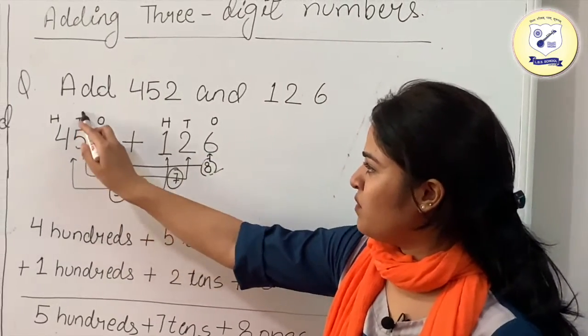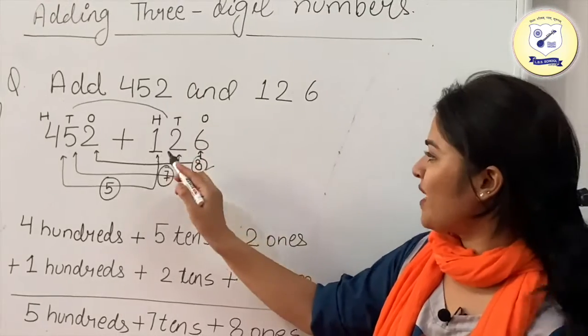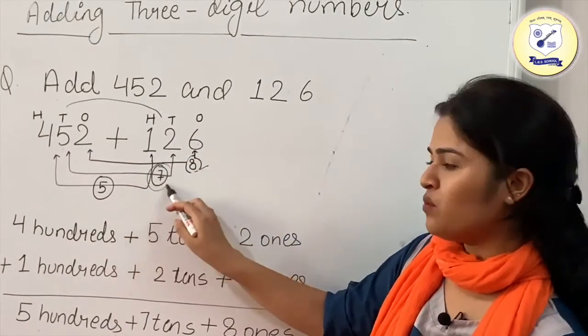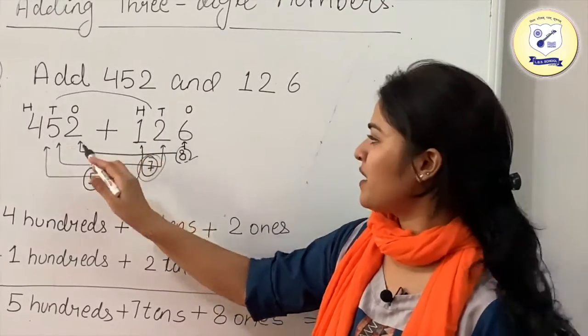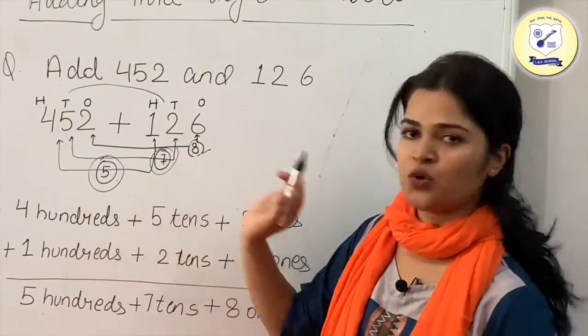2 plus 5. Both these numbers belong to tens place, so we will add these numbers. 5 plus 2 will give you 7. Similarly, 4 and 1. These two belong to hundreds place, so 4 plus 1 will result into 5.